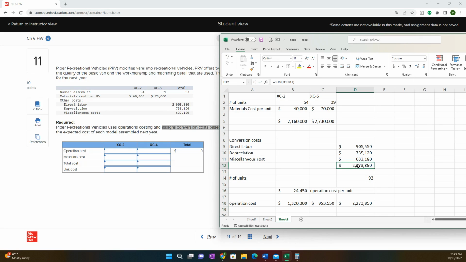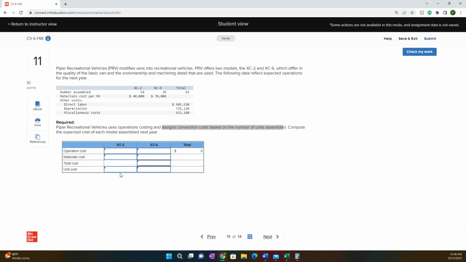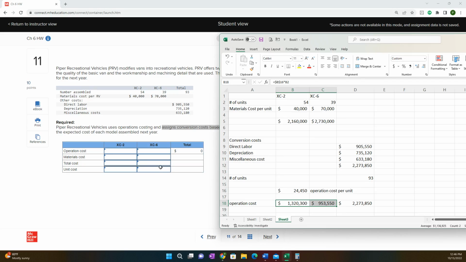So for materials cost, we're going to plug in these two numbers in the materials cost line. And then for operation cost, we're going to plug in these two numbers in the top line. You add them up to get total cost. And then for unit cost, you would just take that total cost divided by 54 for the XC2, and then the total cost of the XC6 divided by 39 to get the unit cost for that one. So that's going to be question number 11.